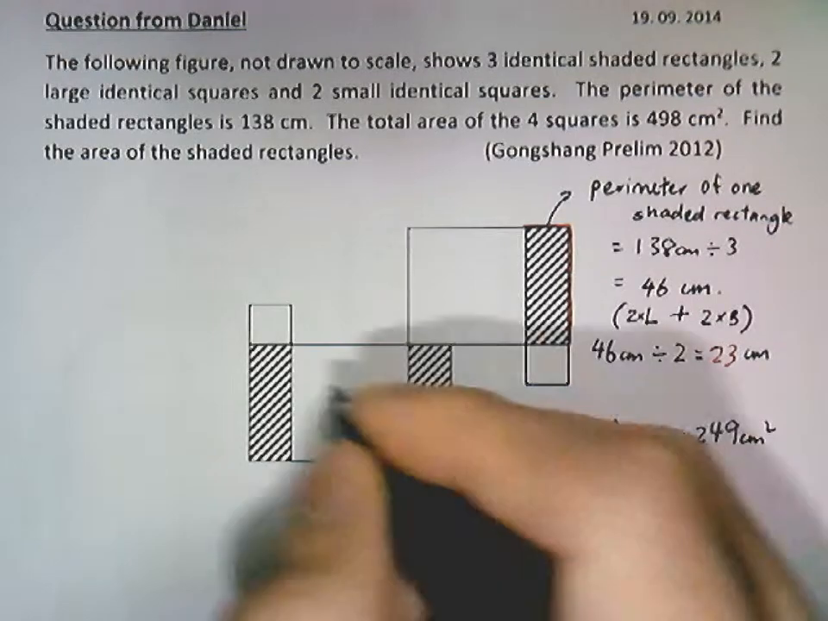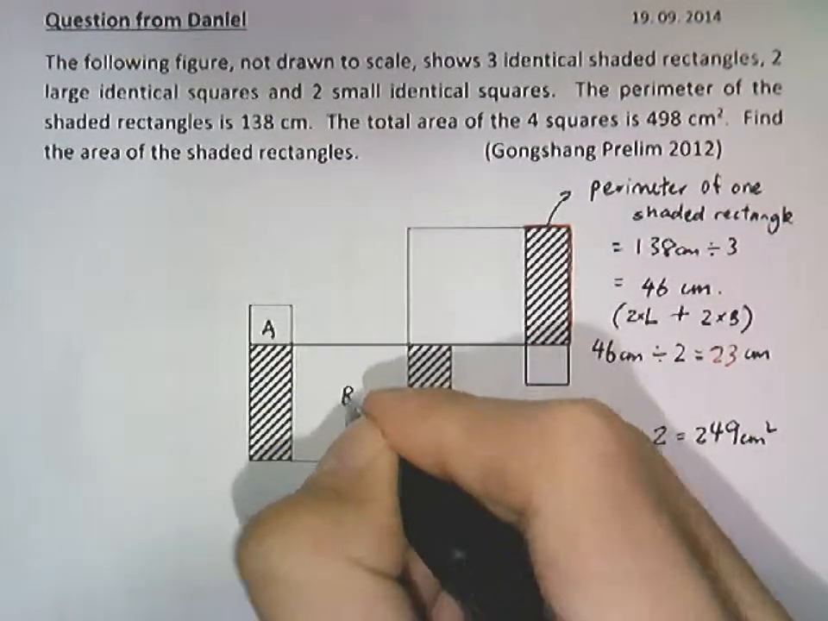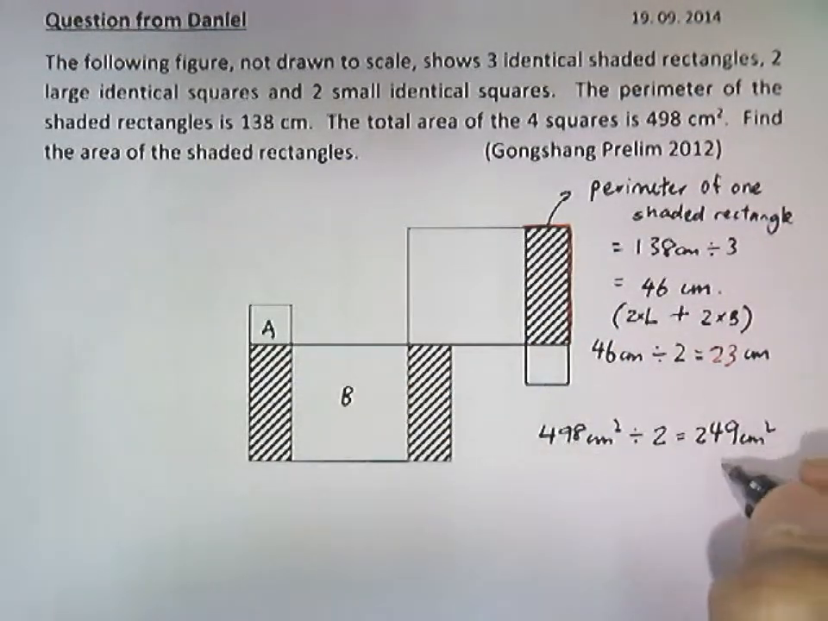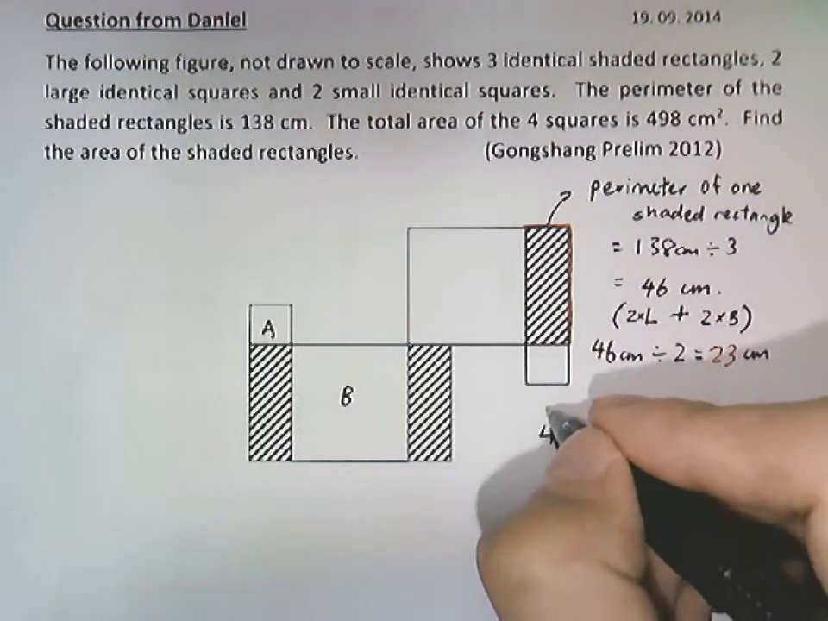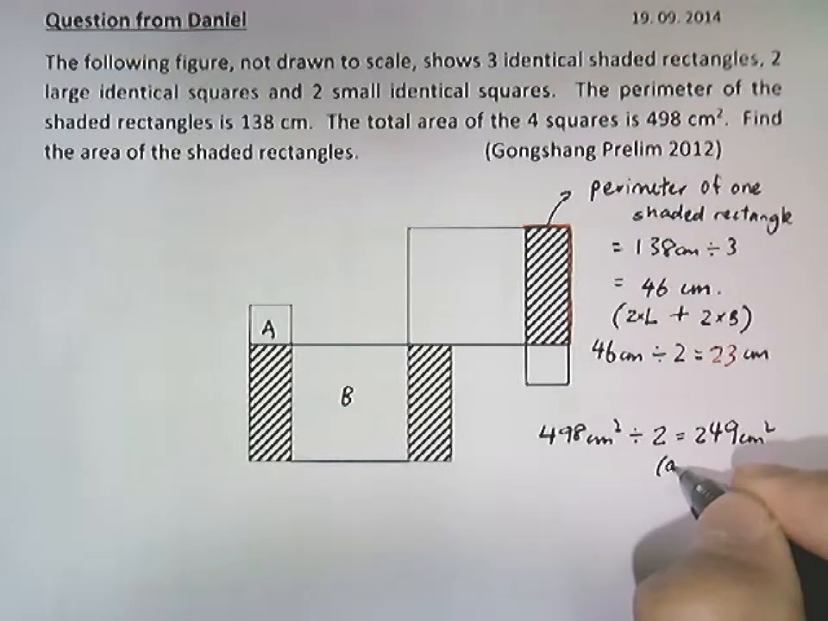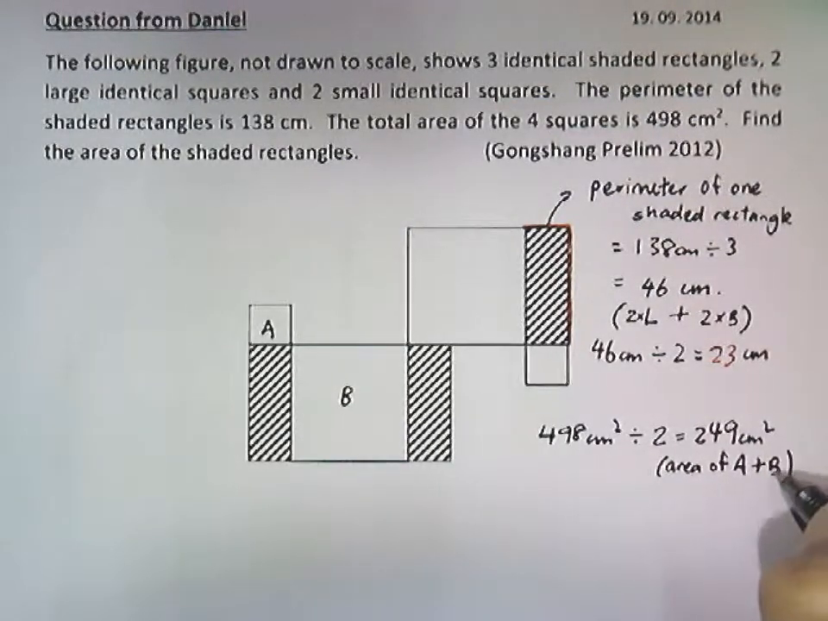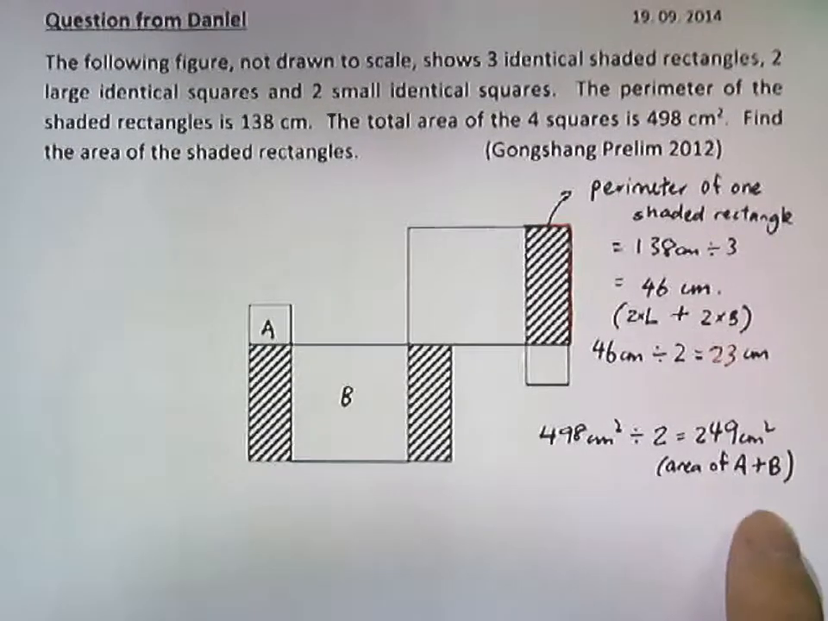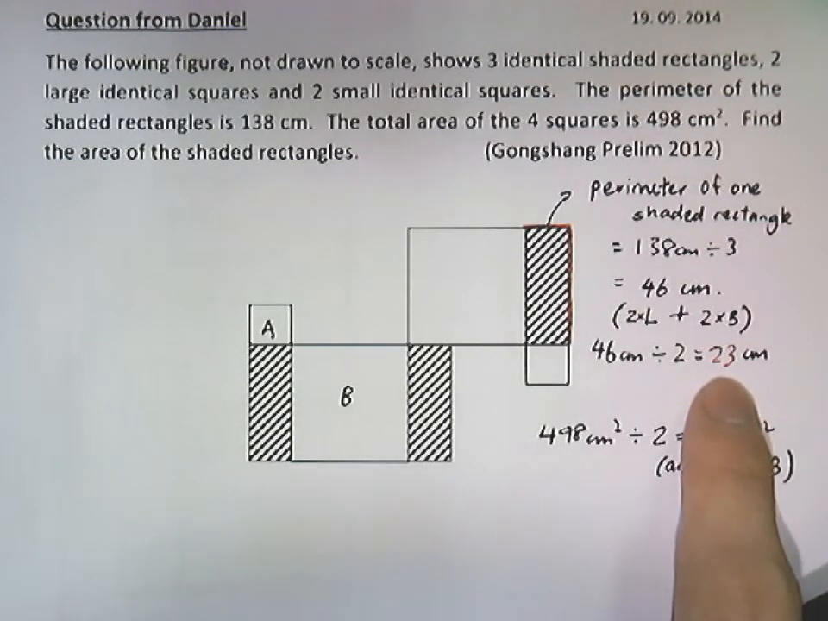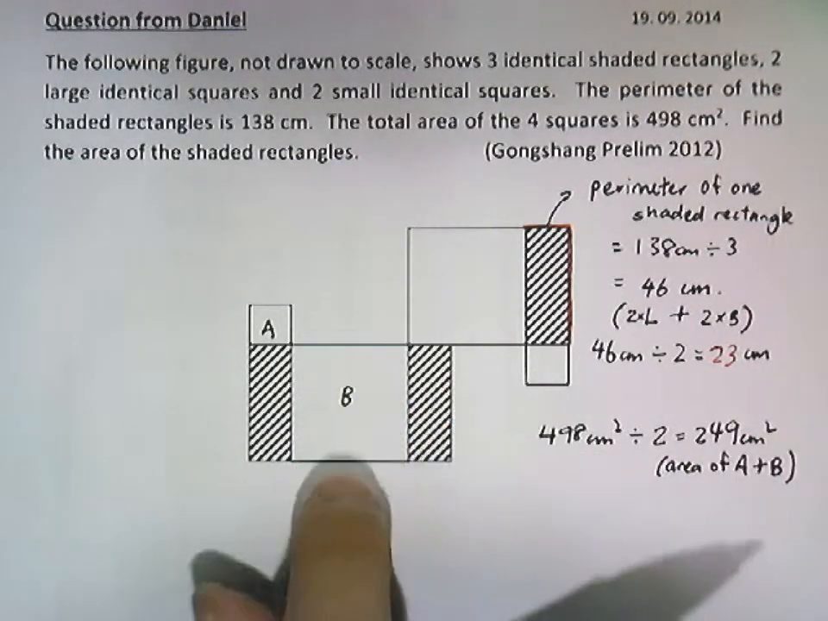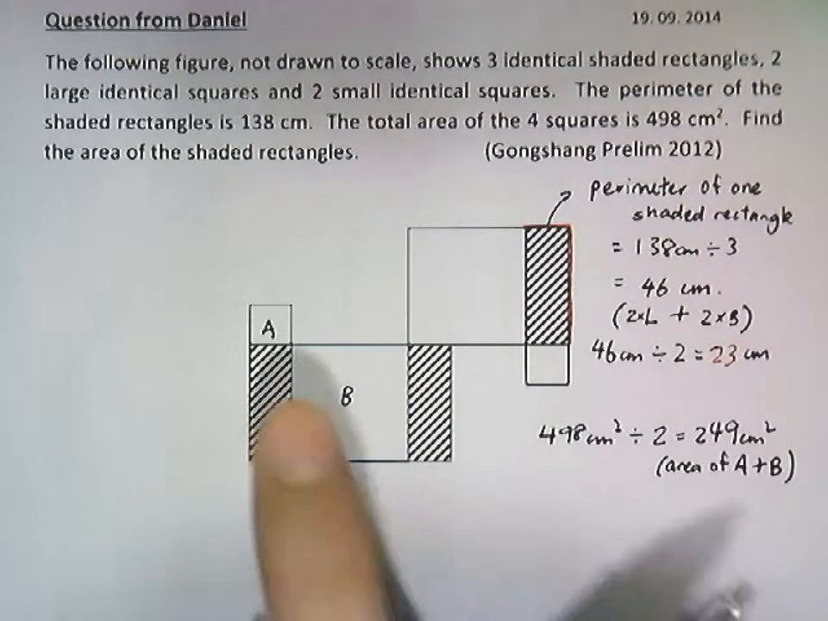You can also label the squares A and B. So 249 cm square represents the area of A and B together. Now I'm going to use this 23 cm to find out the area of one shaded rectangle.